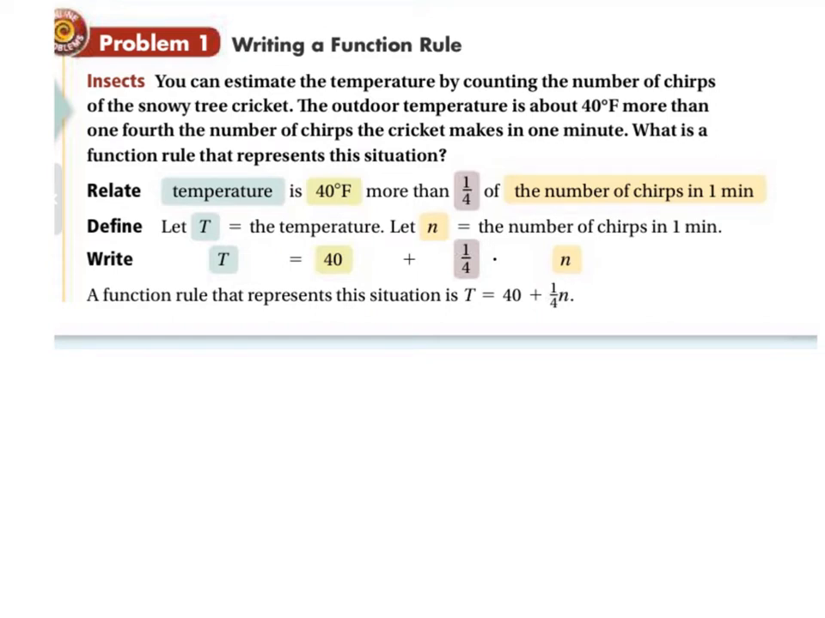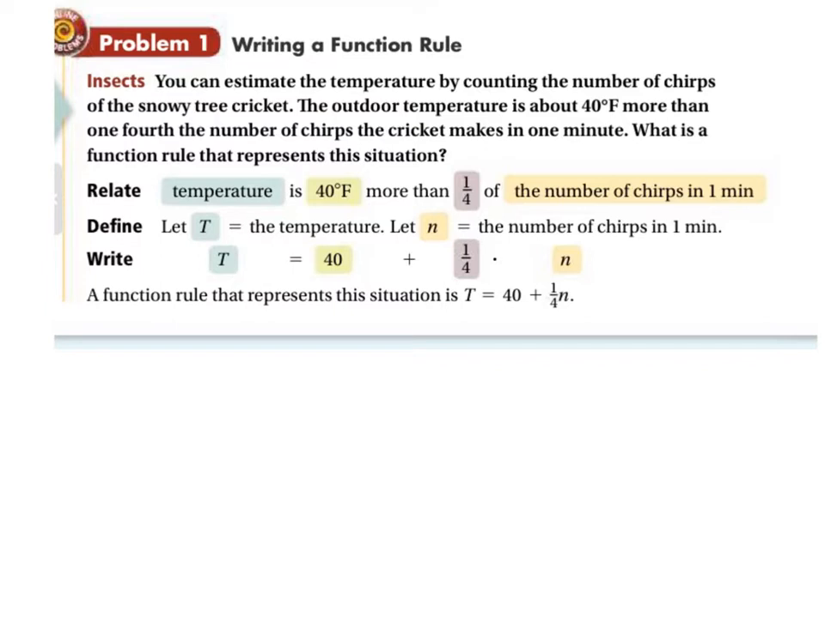So problem one, writing a function rule, says you can estimate the temperature by counting the number of chirps of the snowy tree cricket. The outdoor temperature is about 40 degrees more than 1/4 of the number of chirps the cricket makes in 1 minute. So obviously you have to be able to time for a minute. What is the function rule that represents this situation?